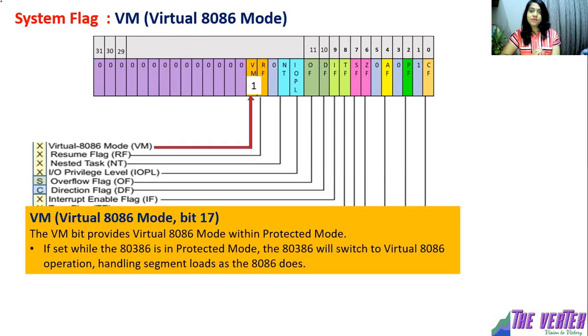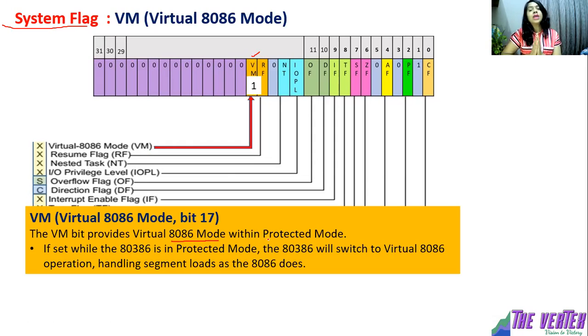Next flag is the VM flag. V stands for virtual mode flag. Again, it is a system flag. What is the VM flag used for? It is the virtual 8086 mode flag, bit number 17. The VM bit provides virtual 8086 within the protected mode.